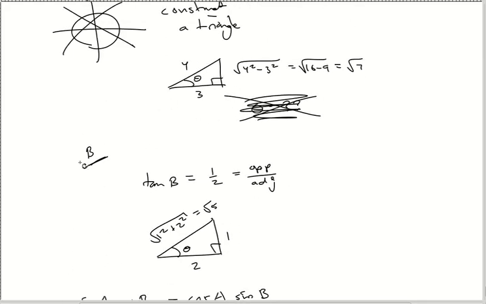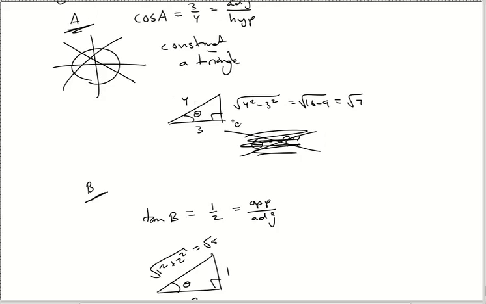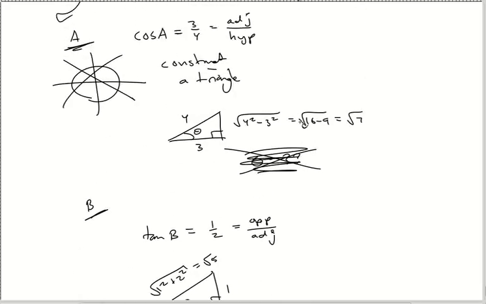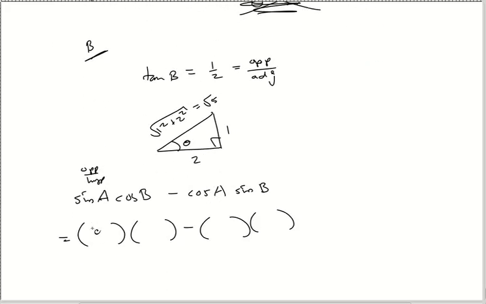So sine of A. Well, I go to A's triangle. Sine, if you remember, is opposite over hypotenuse. So I would say square root 7 over 4. Okay. B. Oh, I go to B's triangle. They want the cosine. Well, cosine, as you know, is adjacent over hypotenuse. So 2 over the square root of 5.